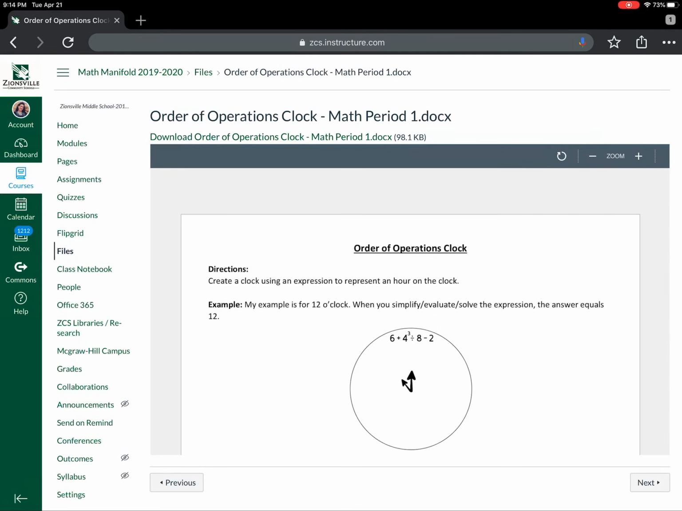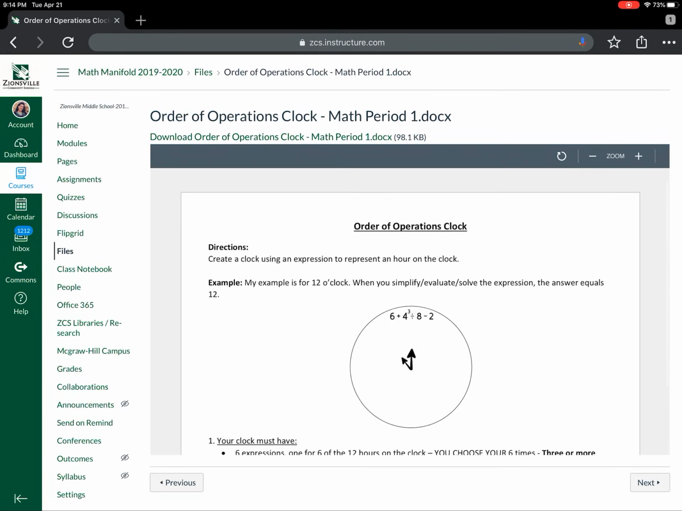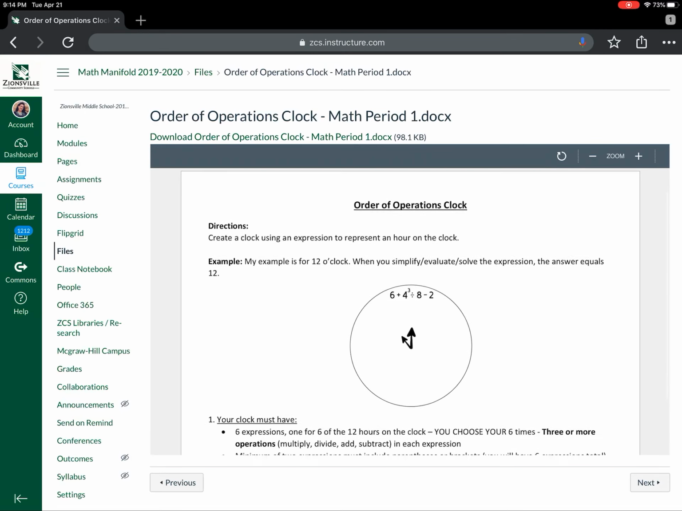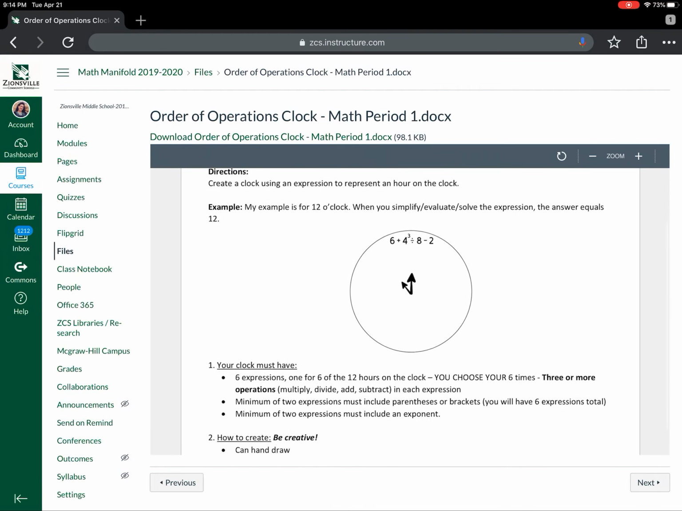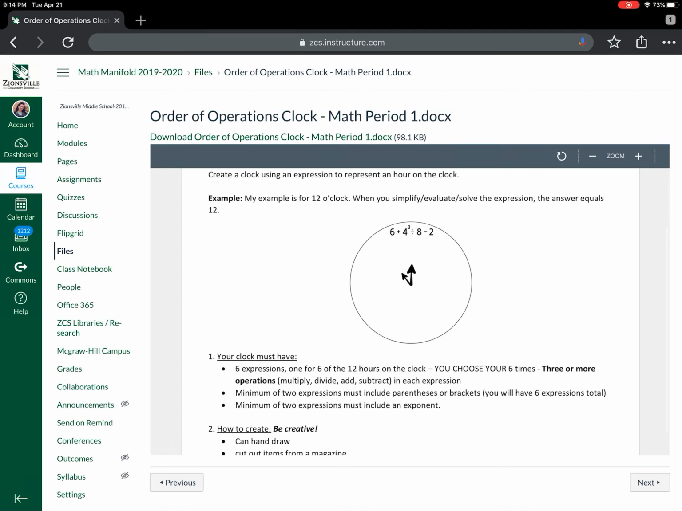So for today, you are going to be creating a little project with order of operations. You are going to create a clock using expressions to represent the hours on the clock. So I've given you an example, and mine is for 12 o'clock. On the next page, I've actually recorded a video of myself talking about the steps I took to make my expression.